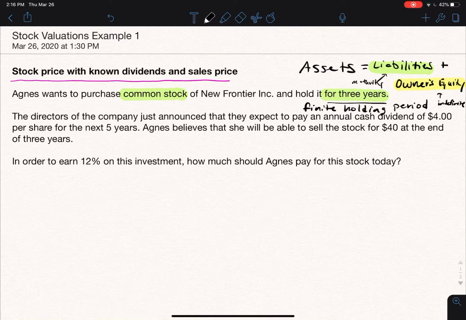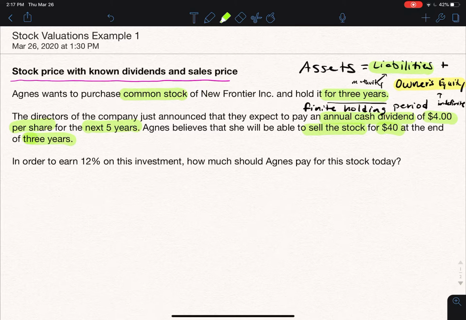So let's keep moving. I just wanted to stop and talk about why it's important that we were given that 3-year holding period. Okay, so the directors of the company just announced that they expect to pay an annual cash dividend of $4 per share for the next 5 years. Agnes believes that she will be able to sell the stock. So we know that she's going to hold it for 3 years, and then she's going to sell the stock for $40 at the end of those 3 years. All very important information.